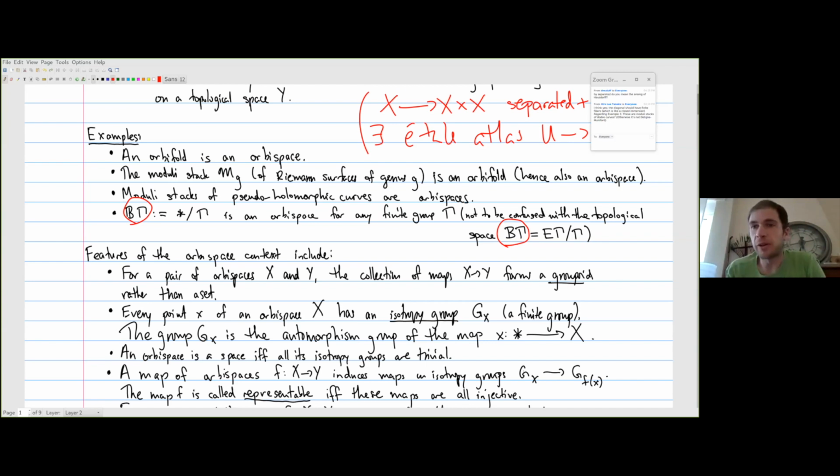If you're familiar with the language of stacks, you'll know that there's a general notion of a map of stacks being representable, and one can check, it's not entirely trivial, but one can check that a map between Orbispaces is representable in that sense if and only if it's injective on isotropy groups. So for the purposes of this talk, we can just regard this as the definition if we want to.